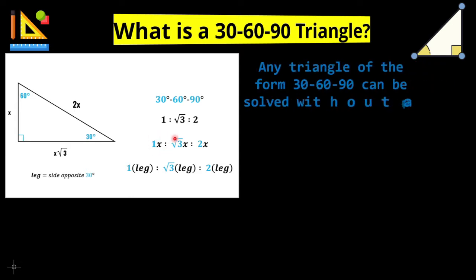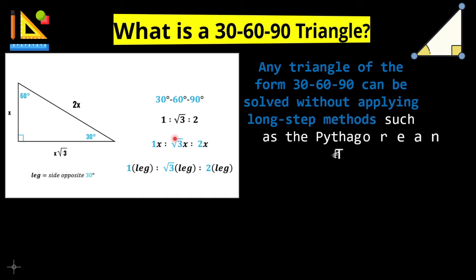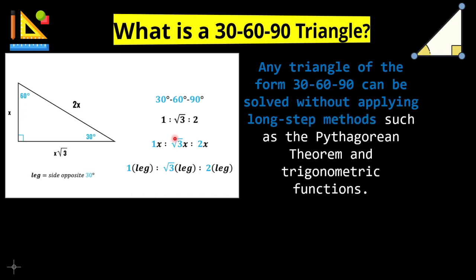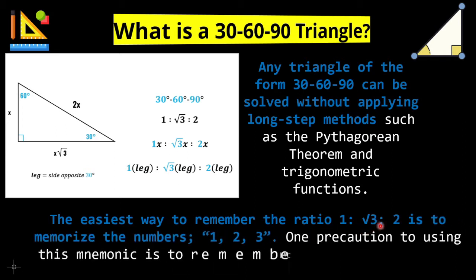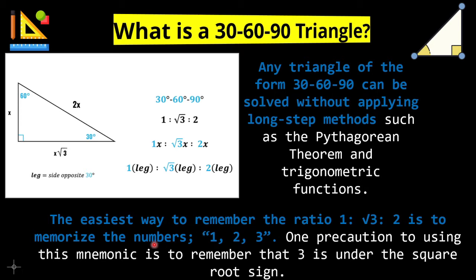Ngayon, any triangle of the form 30, 60, 90 can be solved without applying long step methods, such as the Pythagorean theorem and the trigonometric function. So, the easiest way to remember the ratio 1 is to square root of 3 is to 2 is to memorize the numbers 1, 2, 3. One precaution to using this mnemonic is to remember the 3 is under the square root sign. Ngayon, yung 3 yung tatandaan lang natin is naka-square root siya.